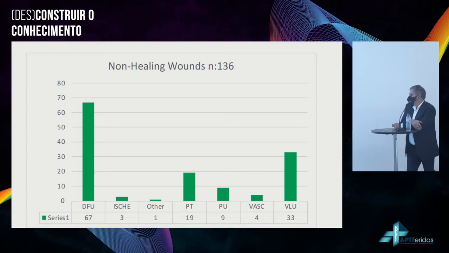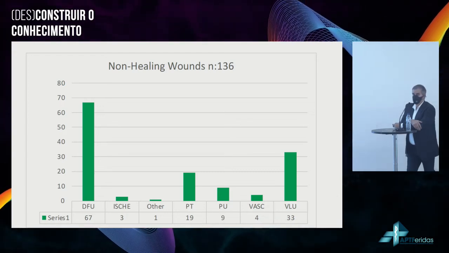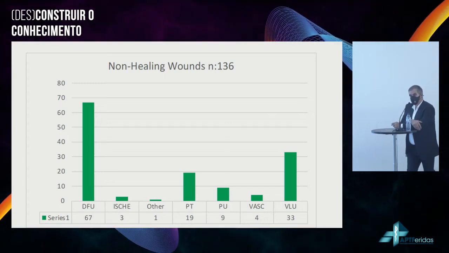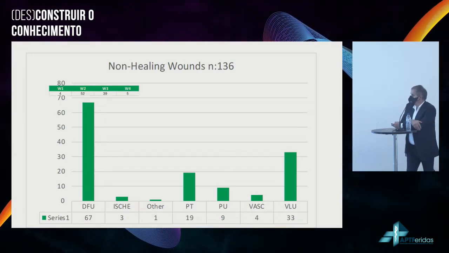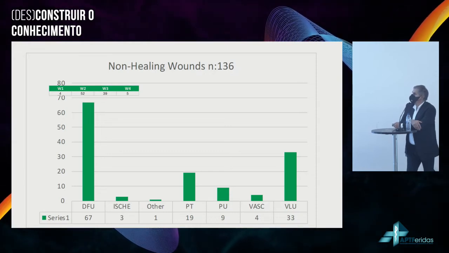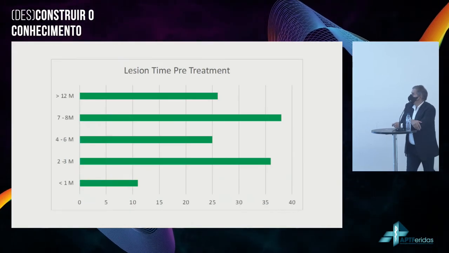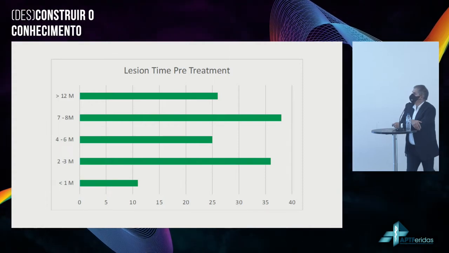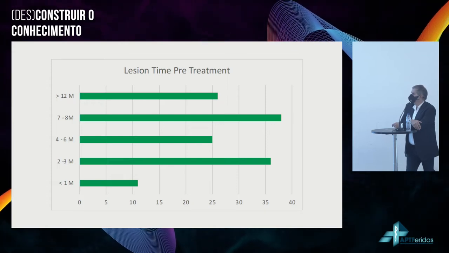We had a trauma case in there, with a virological case in there. It was a case of herpes simplex. Patient came to the clinic, so we simply treated him. We didn't cure herpes, but we took the symptoms away and the pain away, and that's the bottom line. So what were those patients for the diabetics? We had Wagner 2 and 3, and for the pressure ulcers, we had grade 3 and 4. The lesion time, before we did the treatment, the majority was above 6 months. Some were in the couple of years.